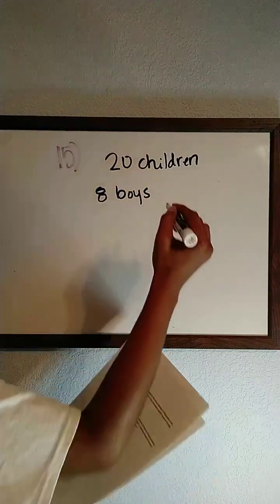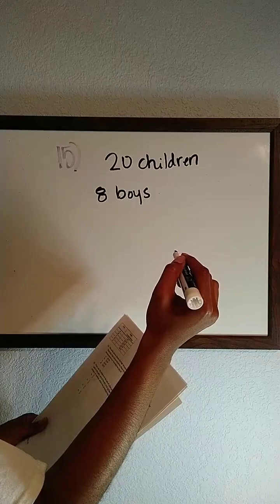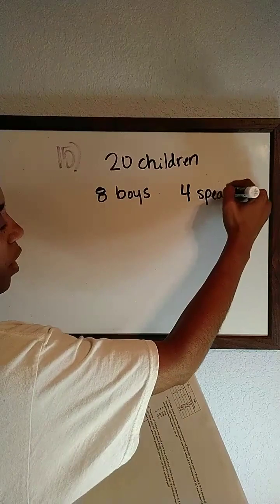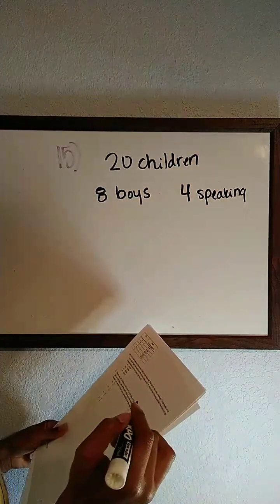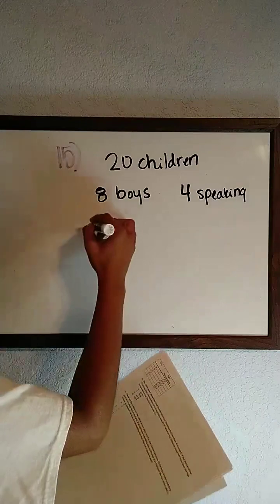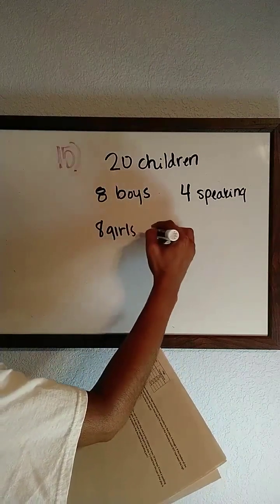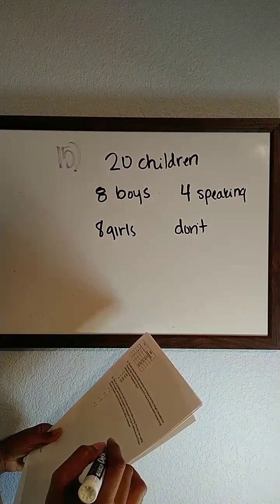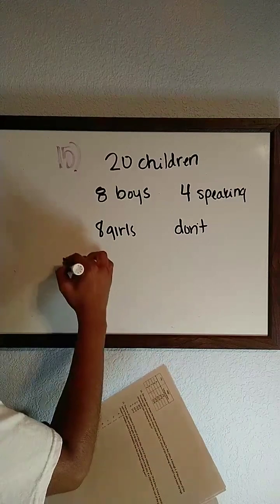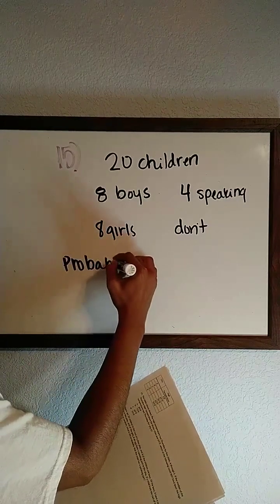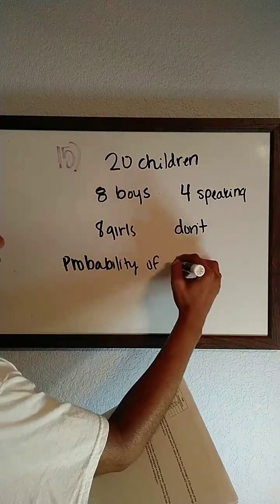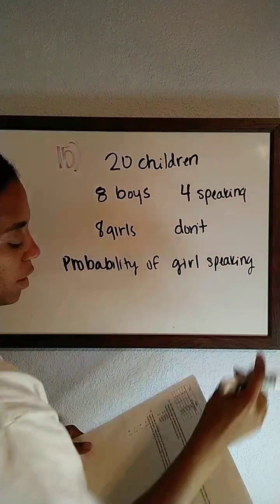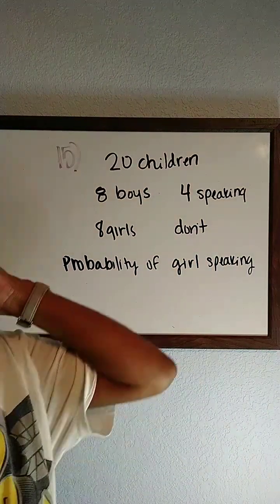So we have 20 children. 8 boys. 4 boys have a speaking part. And then it says 8 girls don't. So we want to know the probability of a girl having a speaking part. Okay, so number 20 says there are 20 children in the cast of the play.